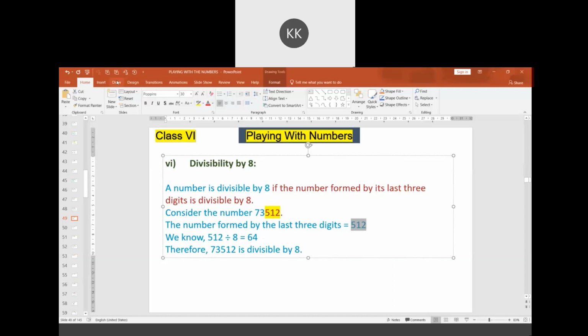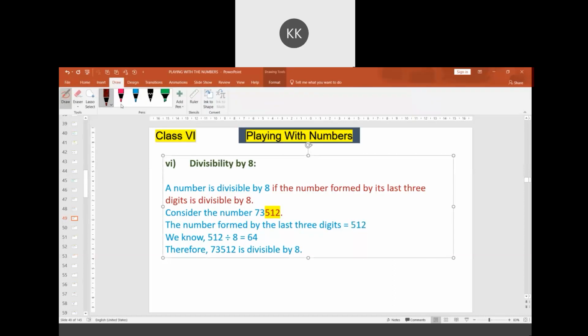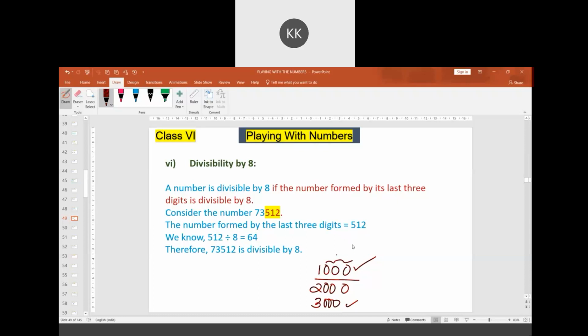And one more explanation. If the number is ending with 3 zeros, then this number is divisible by 8. So for example, 1000, 2000, 3000, and so on. They are all divisible by 8. 3 zeros should be there in a number.